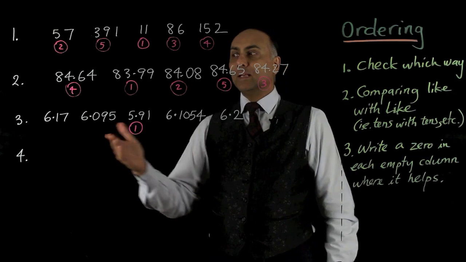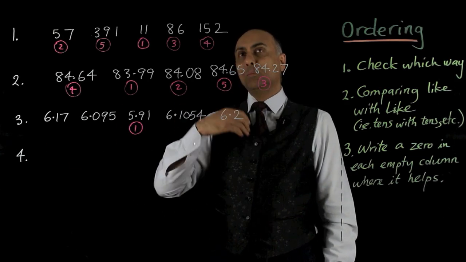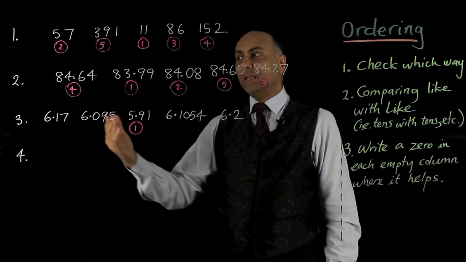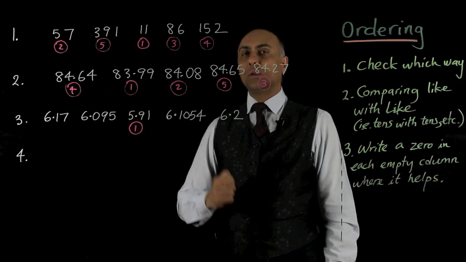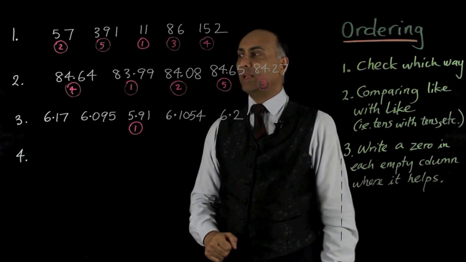All the remaining numbers are 6 point something. So in order to put them in size order, we need to compare the next column, which of course is the tenths column, or if you like, the first decimal place.